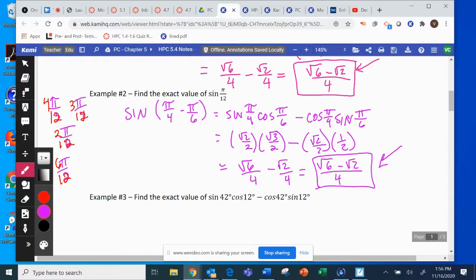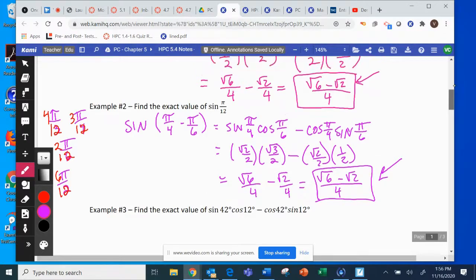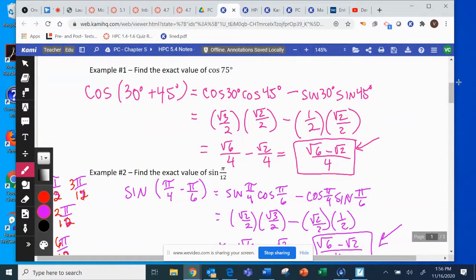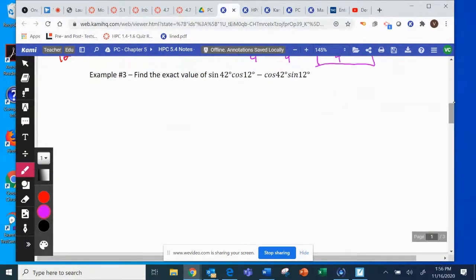And you may notice it is the same answer as the one previous, but they are not the same measurements. What is pi over 12 as degrees? It's 15. So up here we had the cosine 75. This is the sine of 15. Shouldn't they be the same answer? Because they'll be in the same triangle. Okay. Now, not all answers are the same answers.